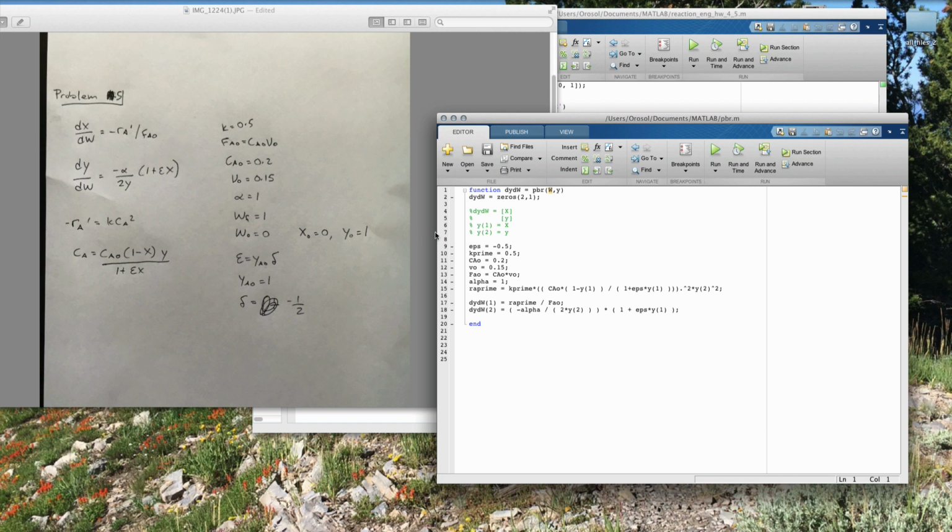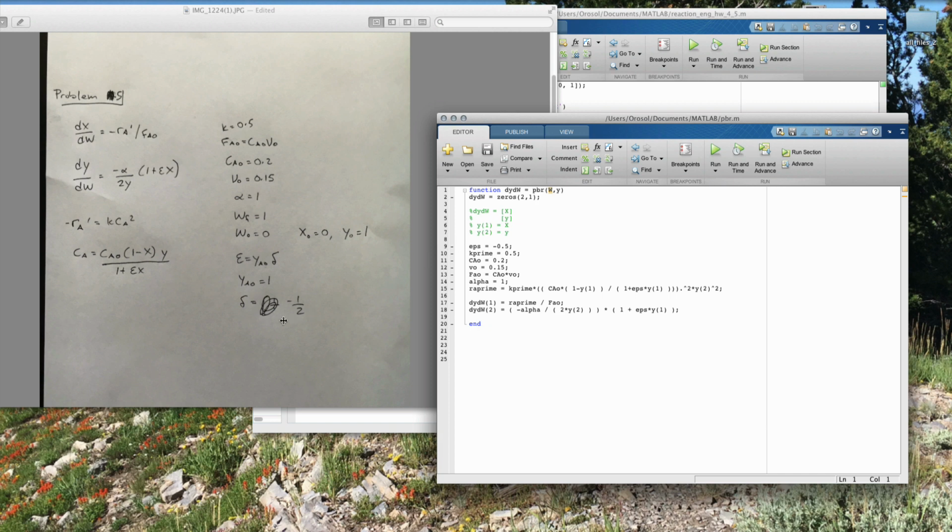And I did that. Since this is a function, I need to make sure it's called the right name. Whatever you call your function right here, your file needs to be named the same, otherwise it's not going to work. Then I have dy dw is equal to this, and that's 2 rows, 1 column of zeros. And then I have the constants. So I have epsilon, which we calculated.